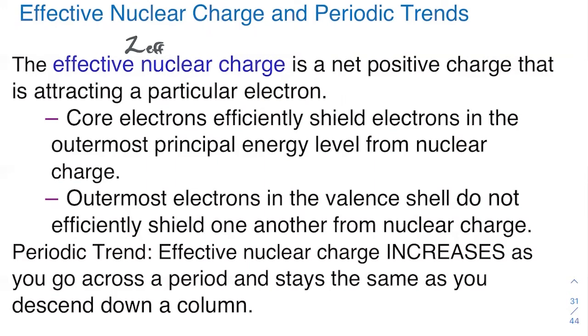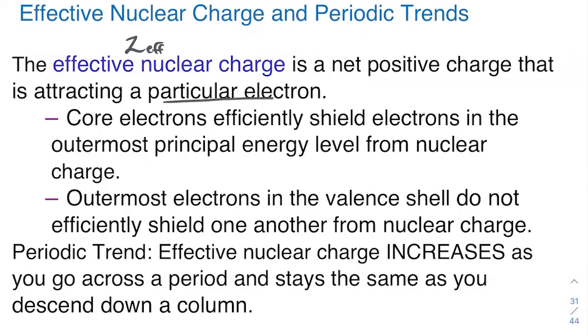This is one of the reasons why we know there are different energy levels amongst the principal quantum numbers. S's are lower than P's, P's are lower in energy than D's, and D's are lower in energy than F's. It's because of this effective nuclear charge and the overall idea of shielding electrons. We're going to have different energy levels. Now, core electrons effectively shield the outermost electrons. And so core electrons are not what we're going to be looking at for effective nuclear charge.